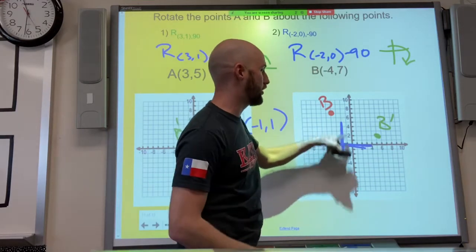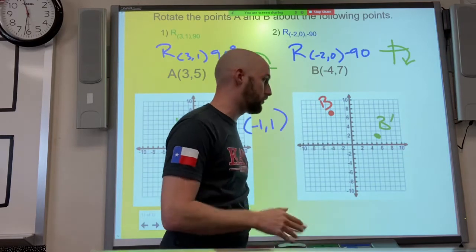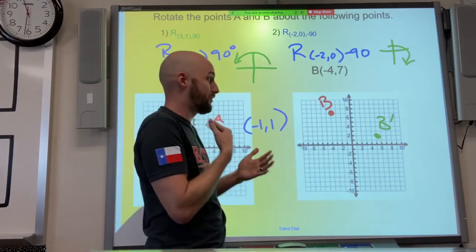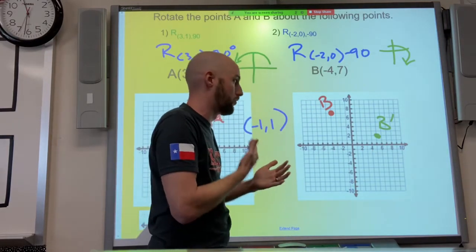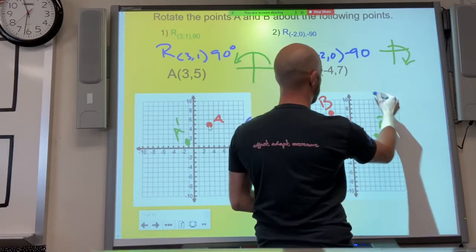You don't have to necessarily erase this. I'm just trying to point out that at this point, you no longer need to know where that fake origin is. I need to know where this actual point is on the real original graph. And that is located at the point 5, 2.